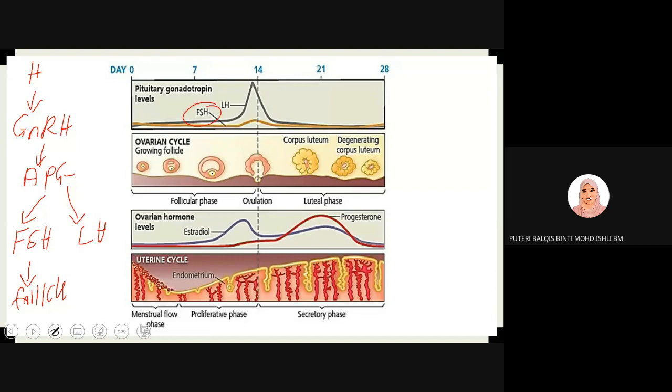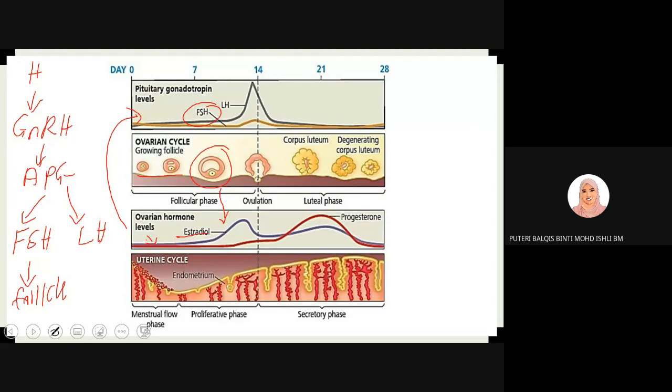FSH dah ada, dia akan stimulate follicle to grow. Follicle grow, dia akan release estrogen. Tapi awal-awal estrogen rendah. Bila estrogen rendah, dia akan bagi negative feedback kepada FSH dengan LH. Supaya hanya satu follicle saja yang boleh grow daripada beratus-ratus tu. Lama-kelamaan follicle akan membesar. Satu saja. Bila dia membesar, estrogen akan jadi tinggi.